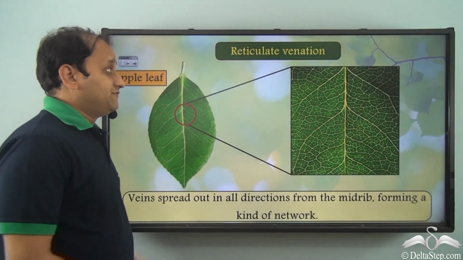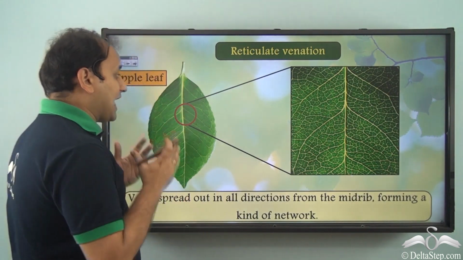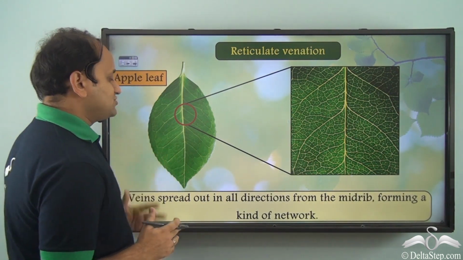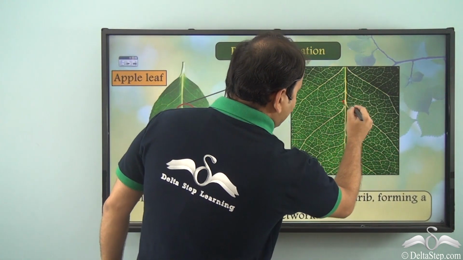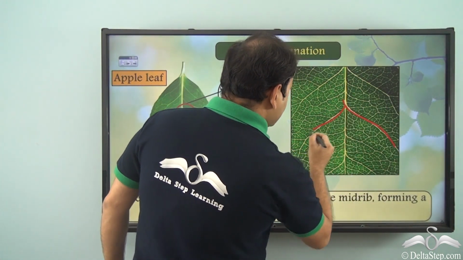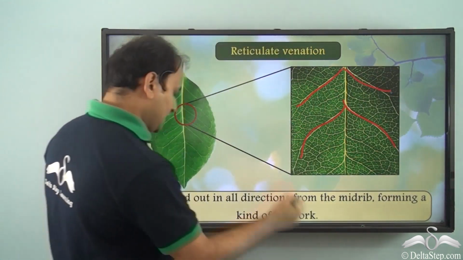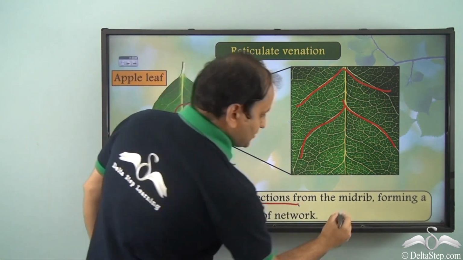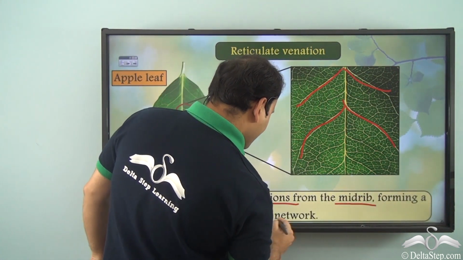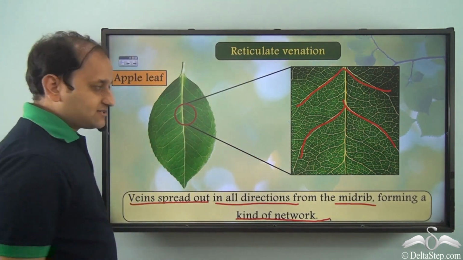Now the first type of venation is called reticulate venation. What happens in reticulate venation? As you can clearly see, if you zoom in to this part, you will see that these branches are coming out in all directions from the midrib. So veins spread out in all directions from the midrib, forming a kind of network. So in the case of reticulate venation, this is what you get.